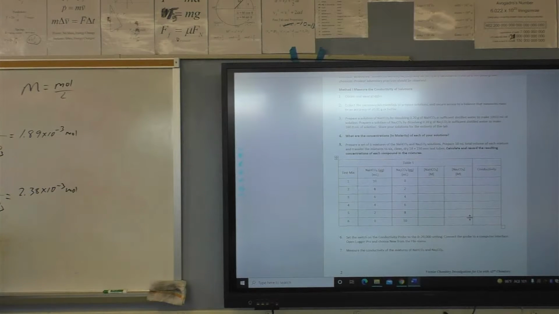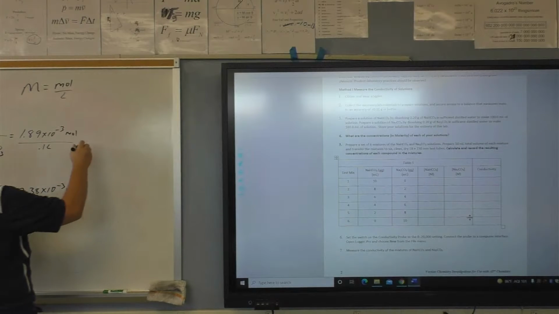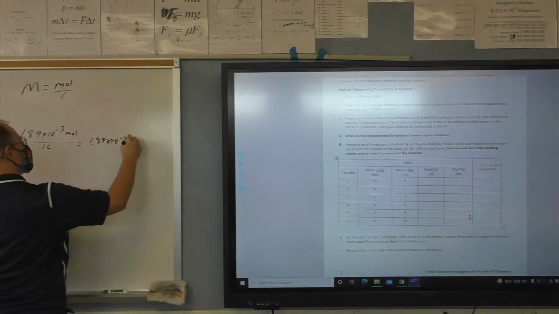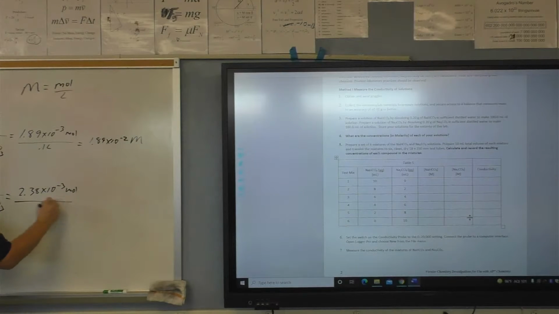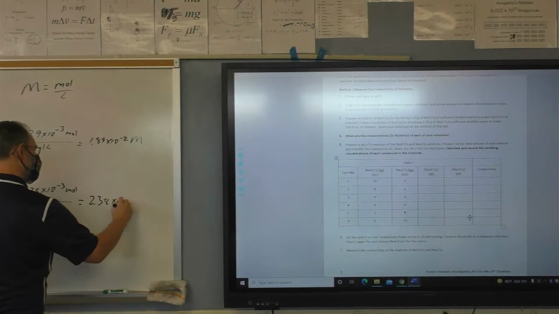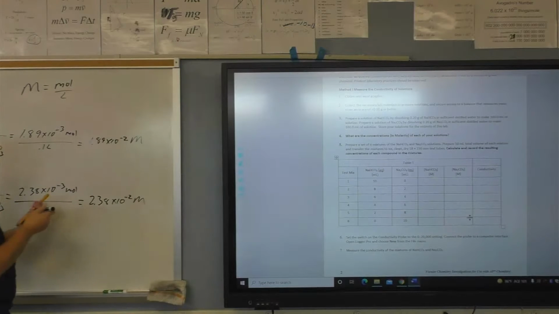Okay. And then to find the concentration, we're simply going to put that over 100 milliliters, which is 0.1 liters. So that over 0.1 liters gives us a concentration of 1.89 times 10 to the minus 2 molar. That over 0.1 gives us a concentration of 2.38 times 10 to the minus 2 molar. So far, so good? Okay.